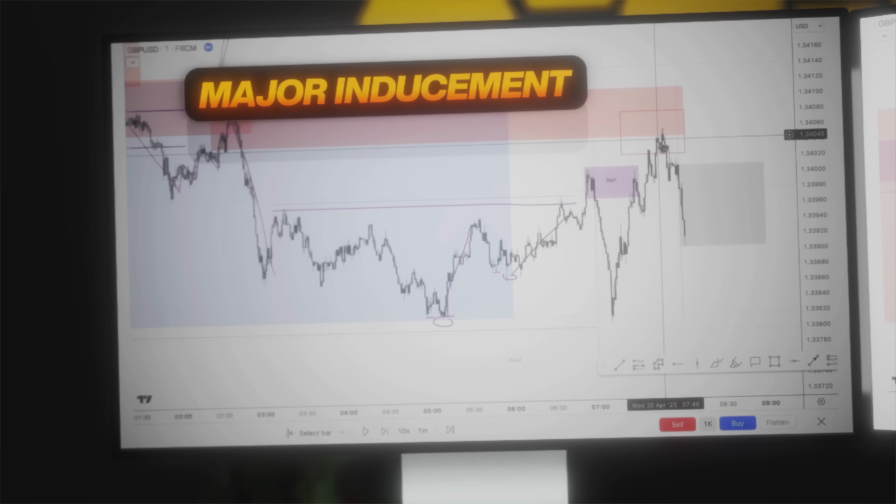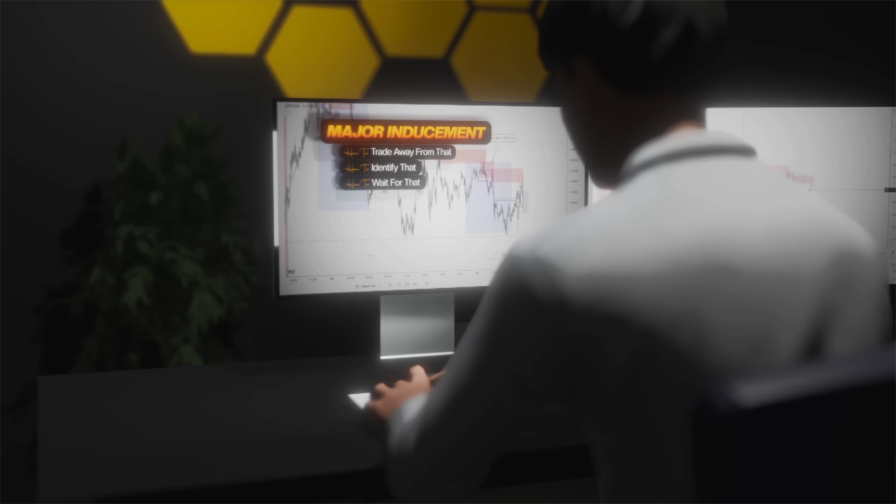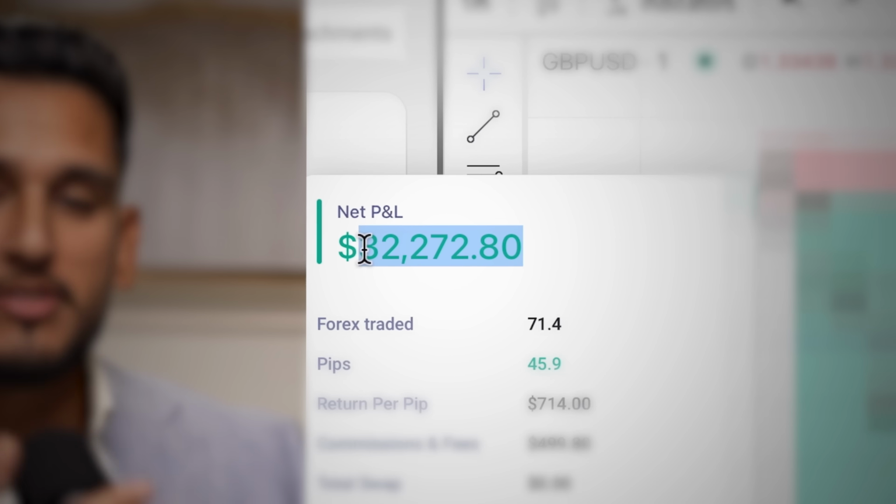By the way, I'm not going to show you a cherry-picked example, something in hindsight, something from months or years ago. I'm going to show you why waiting for these zones to be manipulated, specifically the major inducement that I speak about, learning how to wait for that, identify that, and trade away from that is truly going to revolutionize your trading. I'm going to show you something from today's price action, a trade I took today following this exact trade model type that made me over $30,000, almost an annual salary in a single day.